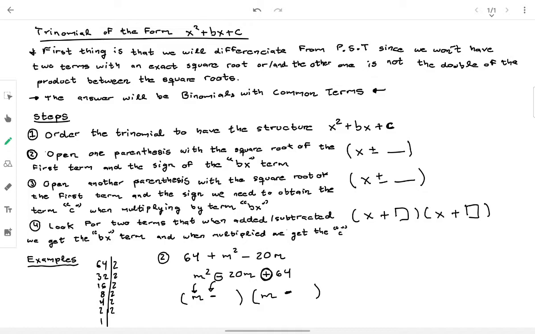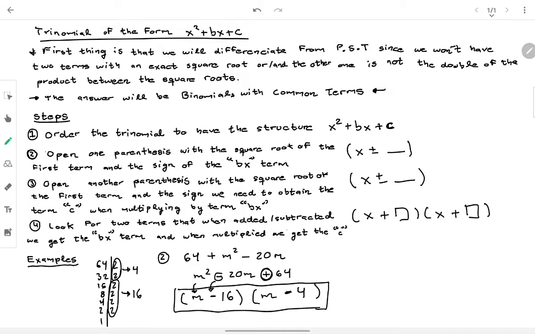So in this case, I need to look for a number. Maybe if I multiply these ones, I will get a 4. If I multiply these ones, I will get a 16. If I multiply the 16 and the 4, it's going to be 16 times 4, it's 64. And if I get minus 16 and minus 4, I will get minus 20. So this one is the correct answer for this specific exercise.